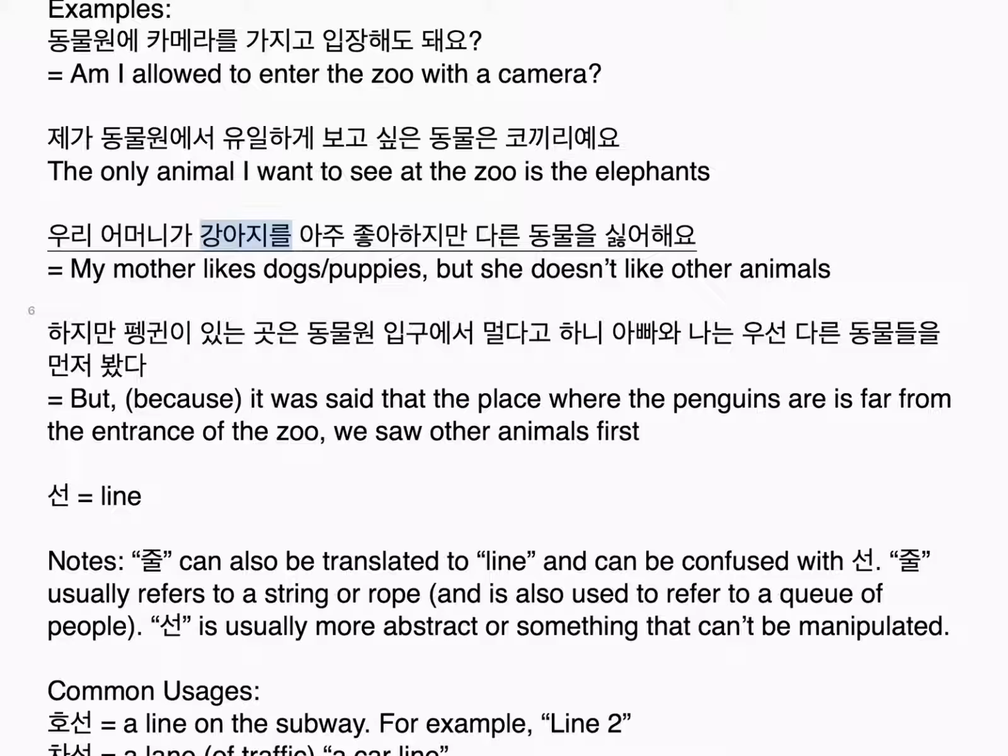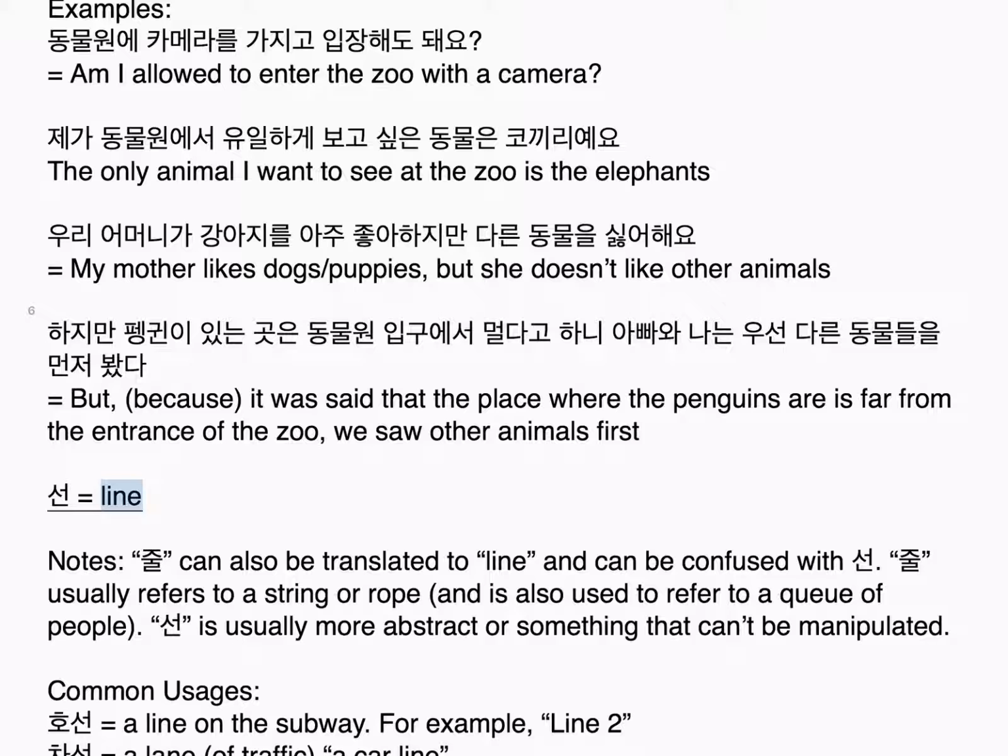우리 어머니가 강아지를 아주 좋아하지만 다른 동물을 싫어해요. My mother likes dogs, puppies, but she doesn't like other animals. 하지만 펭귄이 있는 곳은 동물원 입구에서 멀다고 하니 아빠와 나는 우선 다른 동물들을 먼저 봤다. But because it was said that the place where the penguins are is far from the entrance of the zoo, we saw other animals first.